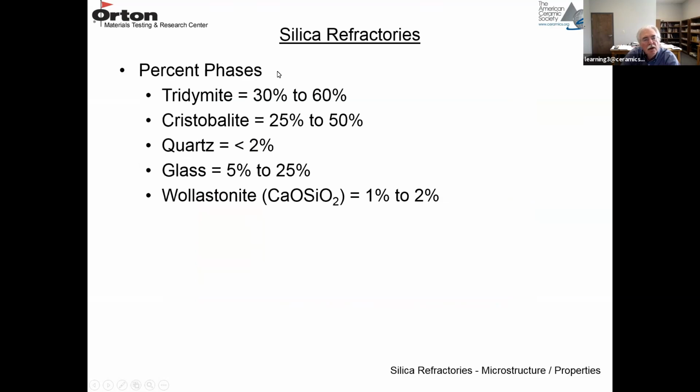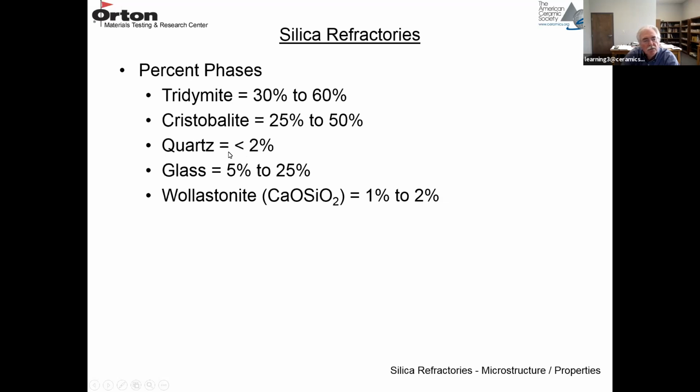So when you're all done with firing the refractory, these are typically what you end up with in the microstructure: 30 to 60% tridymite, 25 to 50% cristobalite. You don't want any quartz, but you want to get less than about 2%.